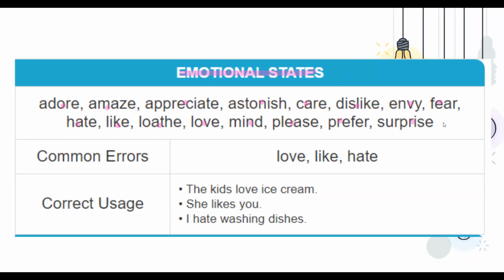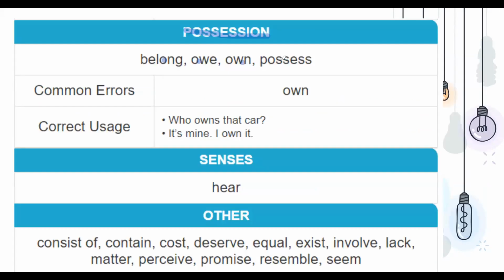Okay, then we also have possession, like belong, own, and possess. Who owns that car? It's mine, I own it. Senses, like hear, okay? It's not I am hearing, okay? But other senses that are not in this list, like looking or seeing or watching or listening, those we can put in present continuous. We can put them with ing, but not the verb hear.